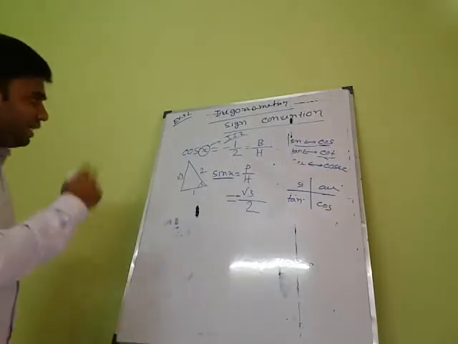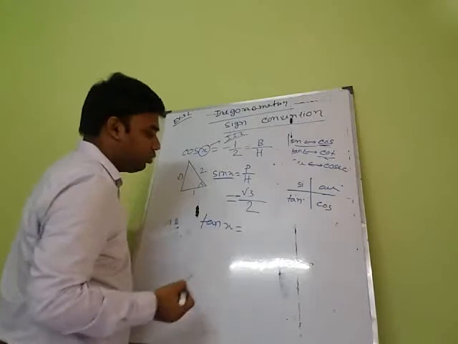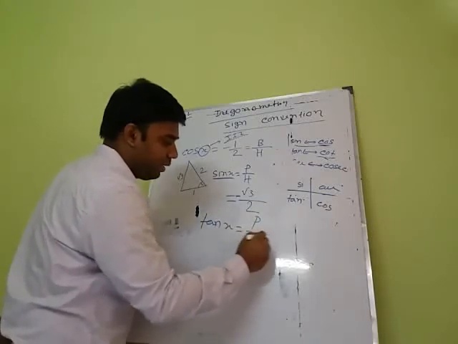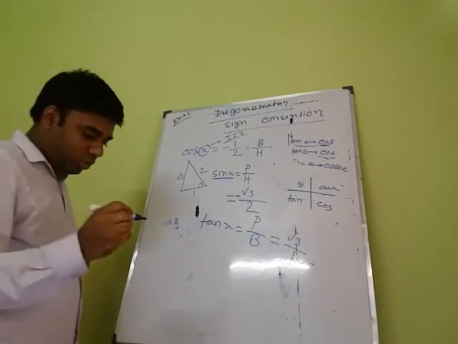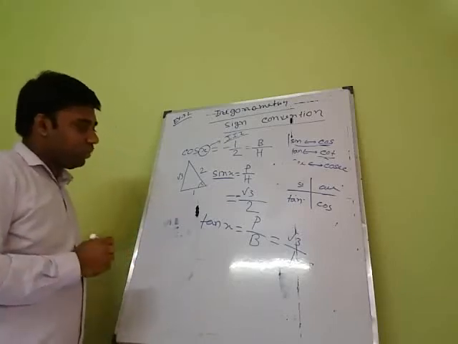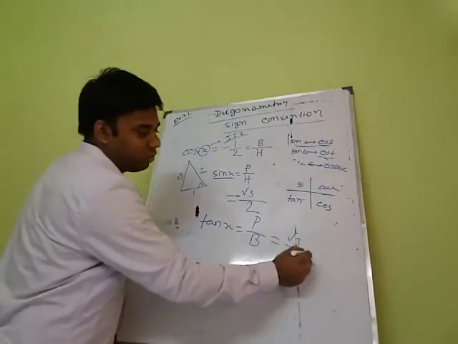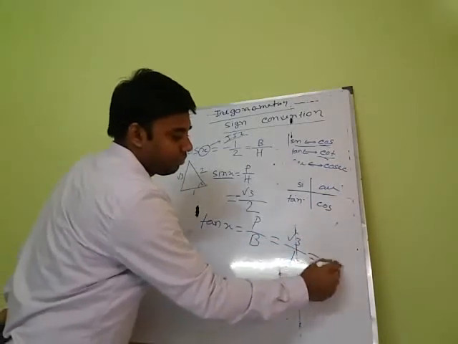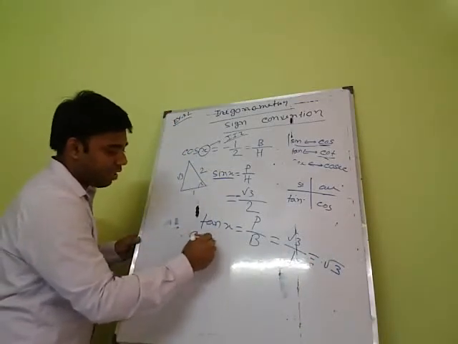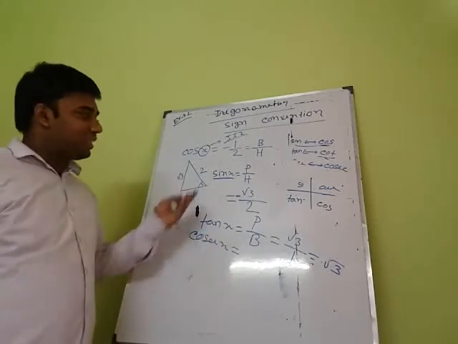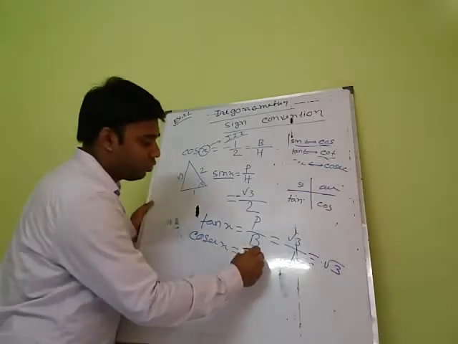Similarly, what is the value of tan? Tan x equals P by B. P means root 3, B means 1, so root 3 by 1. In the third quadrant, tan is positive, so that is root 3, remaining positive. Next, cosec x. We know that sine is the reciprocal of cosec x, so just reciprocate it: minus 2 by root 3.